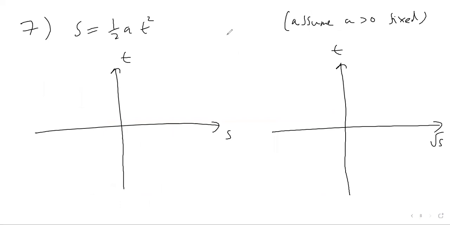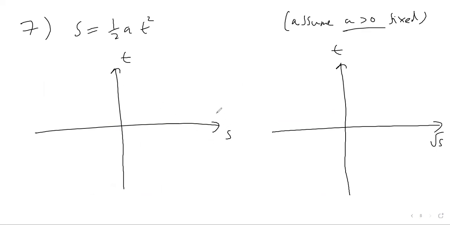And then our final example, so yeah, this one here. So s equals a half a t squared. If you've seen mechanics, this is basically displacement equals a half times acceleration times time squared, assuming your initial speed is 0. There's no initial velocity. So again, if we just assume a is bigger than 0, what will our graphs look like?